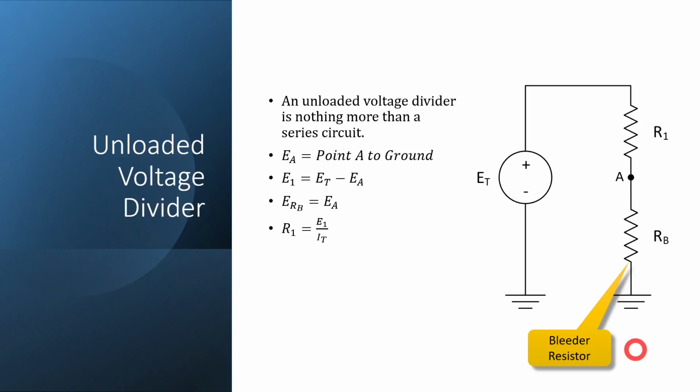To get the value of this top resistor up here, all we have to do is take the E1 that we calculated up here and divide it by our total current. Okay, to get the value of this resistor here, we just take the E sub RB, I could easily have said E sub A here as well, and divide it by total current as well. Why are we using total current in both of those formulas? Because a characteristic of a series circuit is current is common. So the total current that goes through R1 is also going to go through R sub B.